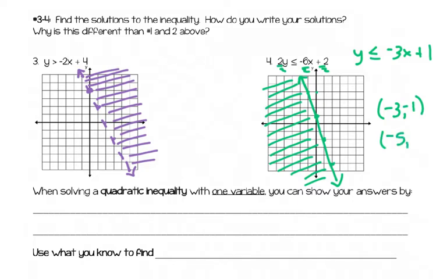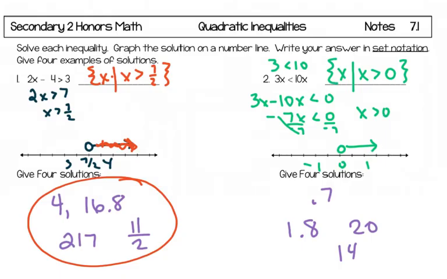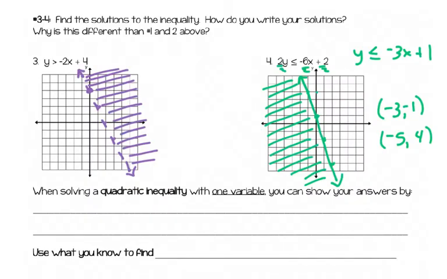Negative 5, positive 4. That would be a solution. So on these, we only had 1 variable, and so it was one-dimensional, basically. And then on this one, because we have 2 variables, we have to say the solutions differently.